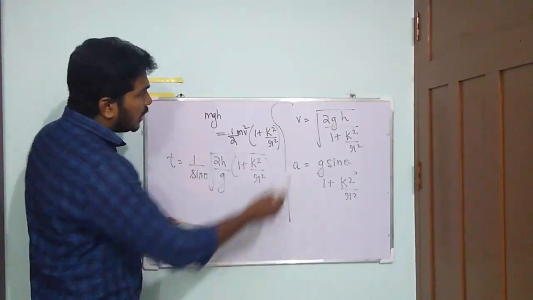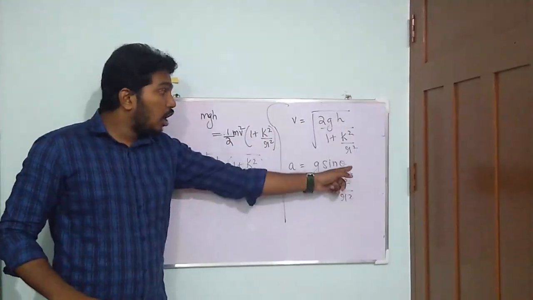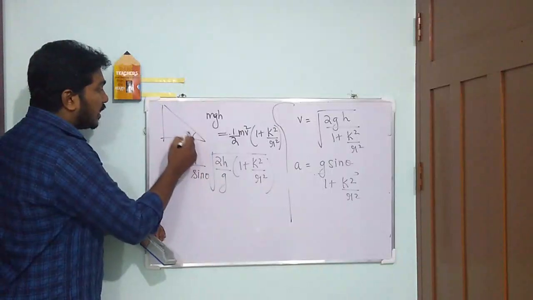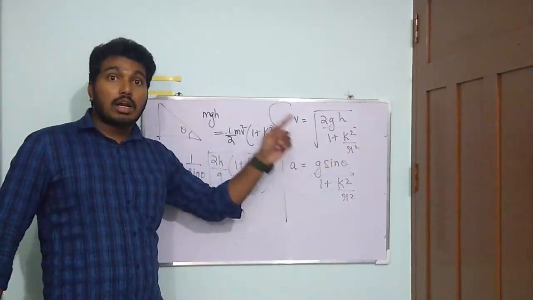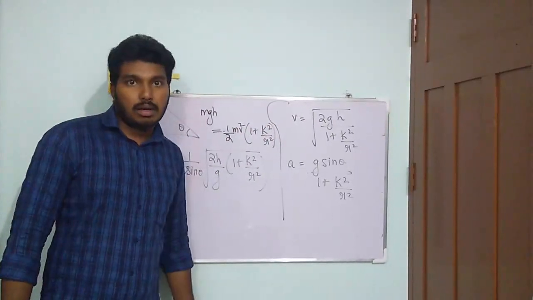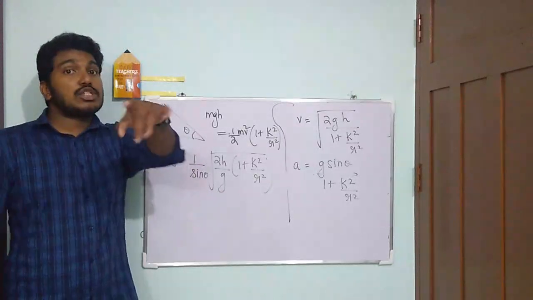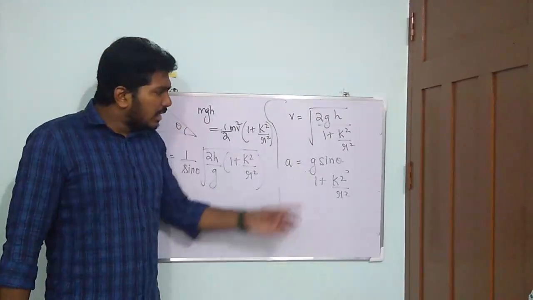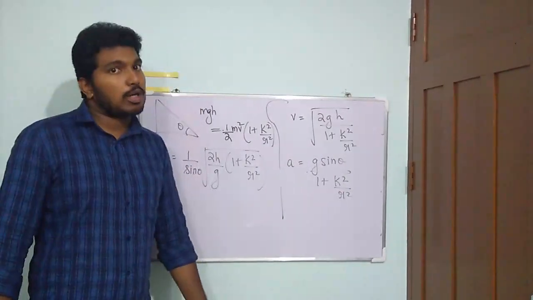Now from these three equations, one thing is very clear. The velocity does not depend on theta, which means if the angle of inclination of the inclined plane is theta, velocity does not depend on the angle of inclination. But acceleration and the time depend on theta. Clear? Now, k square by r square value, I have already shown you how to find k square by r square value, right?